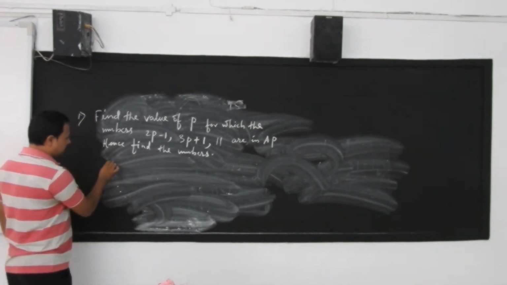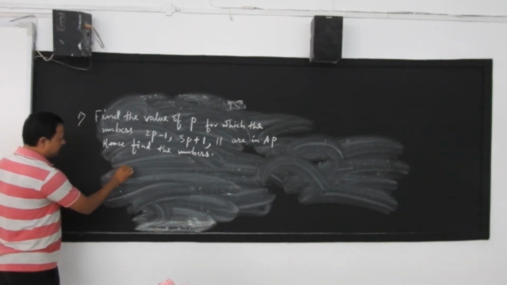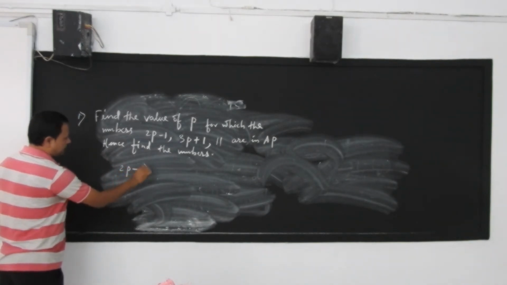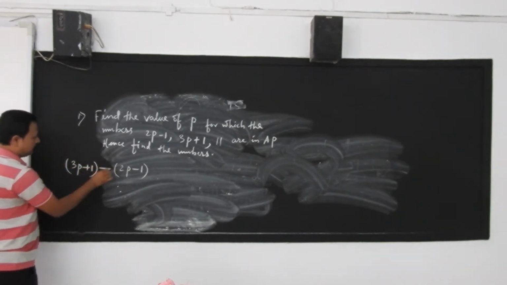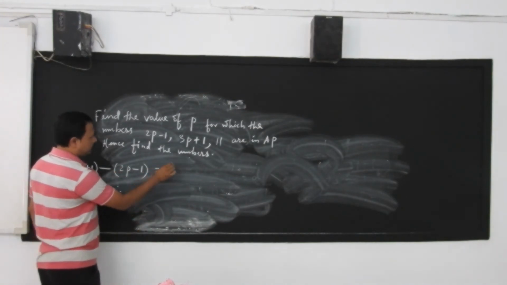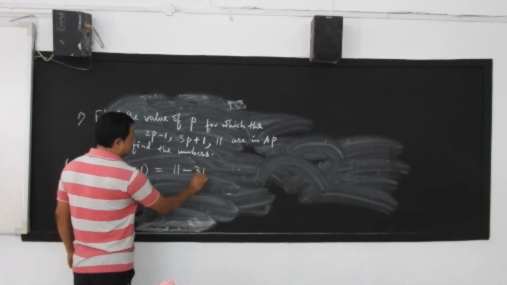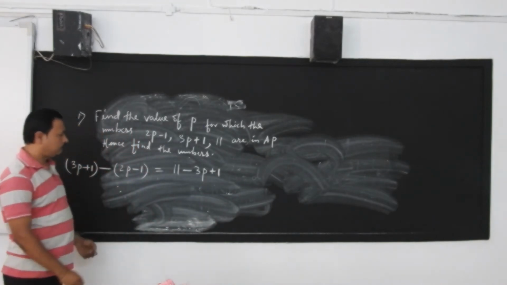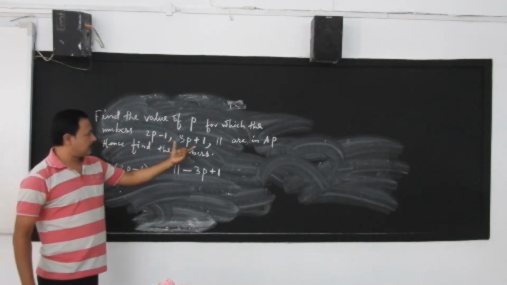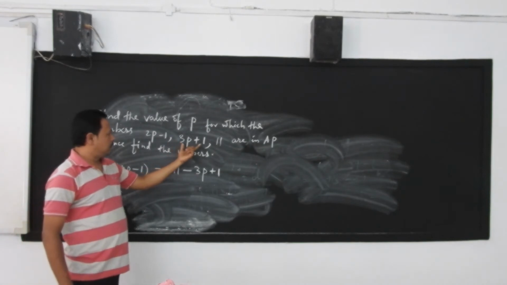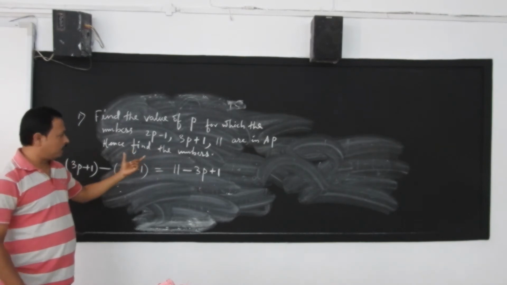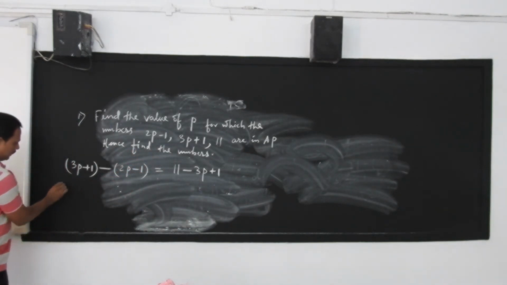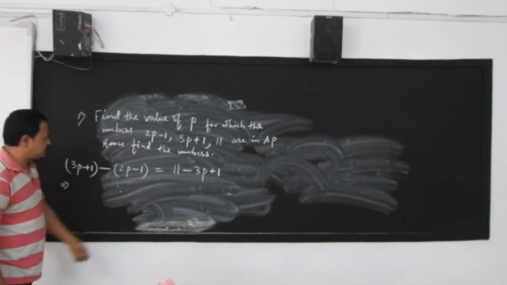That means here you can write: 3p plus 1 minus (2p minus 1) will be equal to 11 minus (3p plus 1). Since the numbers are in AP, this one minus this one and this one minus this one will be equal. That means the common differences will be equal. Now solve this equation and find out p.